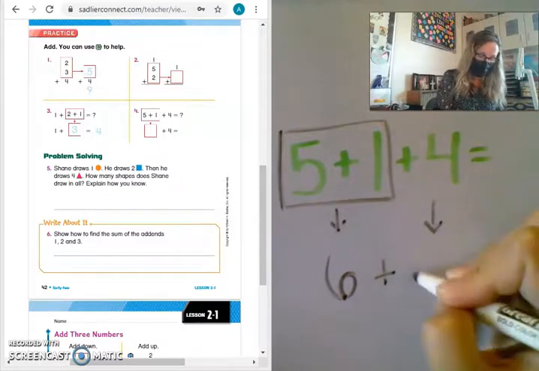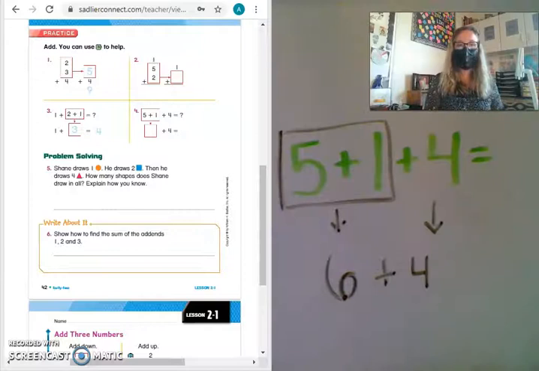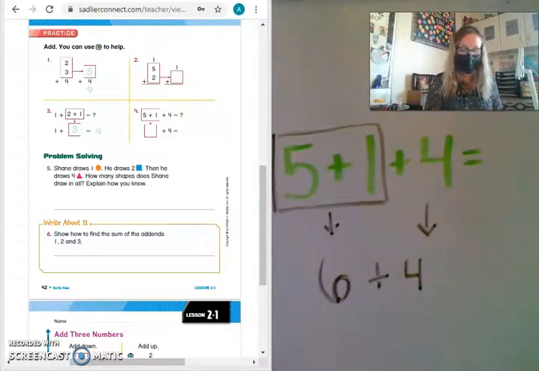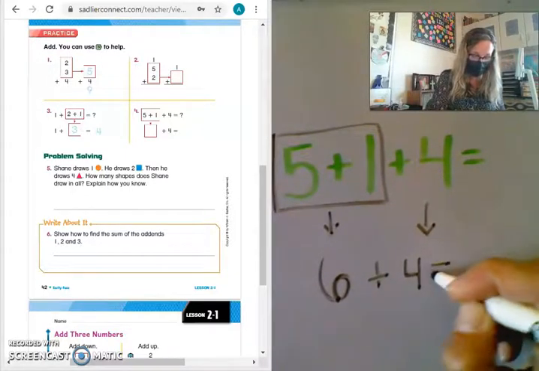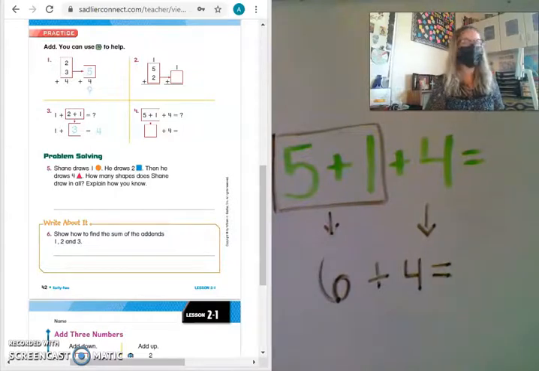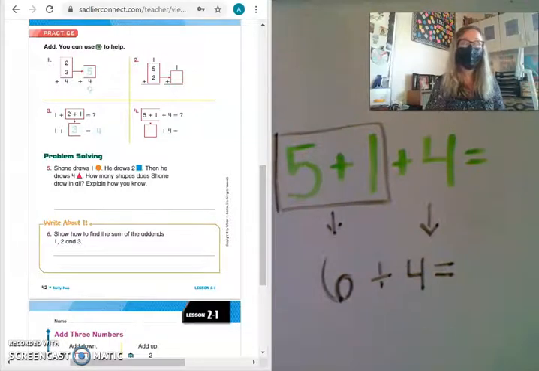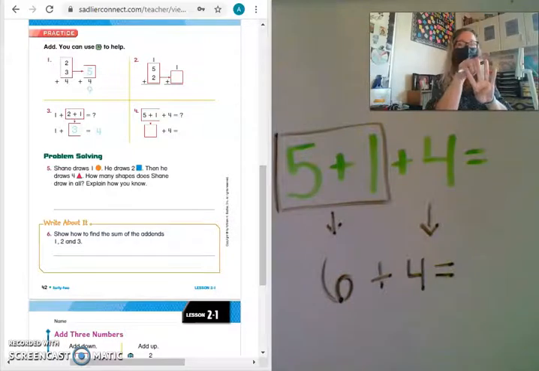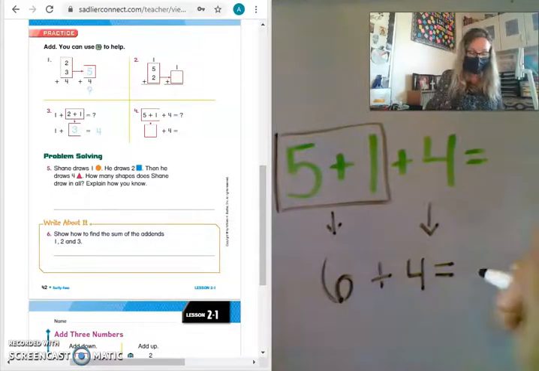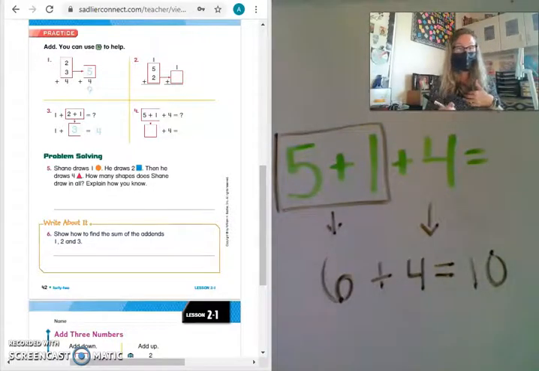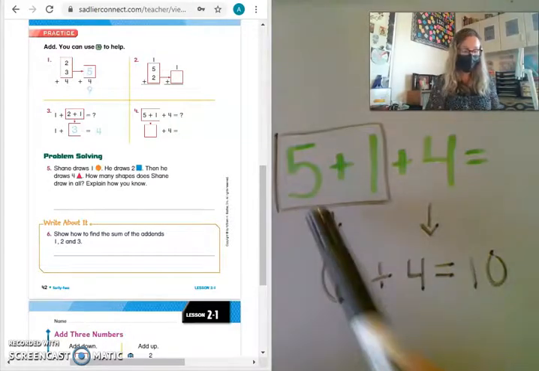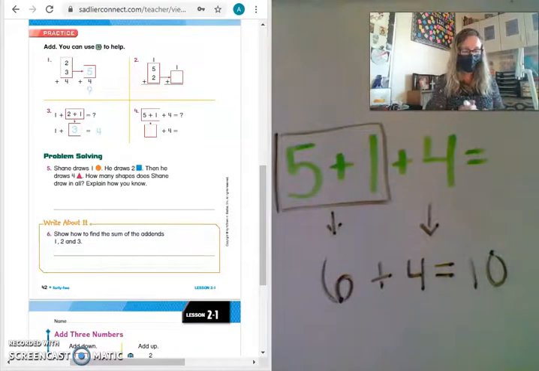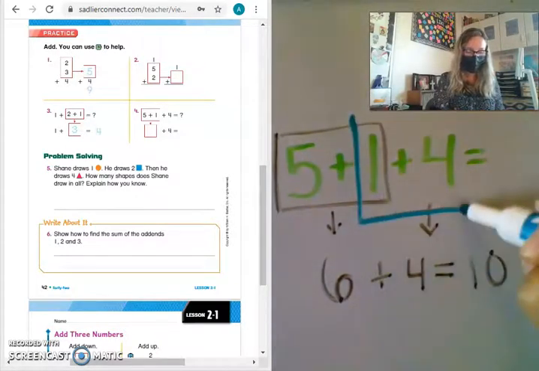So bring down your 4. Now, Faith, what is 6 plus 4? Close. We have 6 plus 4 more would be 7, 8, 9, 10. Now, I'll show you, boys and girls, if I was doing this problem, do you want to see how I would have grouped it? They grouped 5 and 1. I would have said, I'm going to group 1 and 4, and here's why.